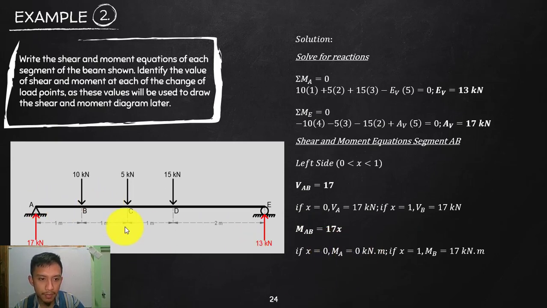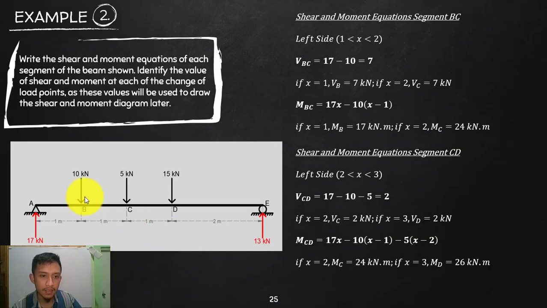Now establish your moment. If I cut at a distance x from A, what will be our moment? That is a clockwise 17 times x. Substitute 0, that is your A. Moment is 0, which is true since that is a simple support. Substitute B, which is x equals 1, will be 17. Okay, so now you have your shear and moment at A and B.